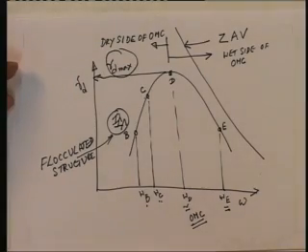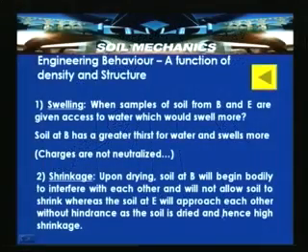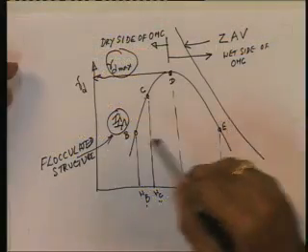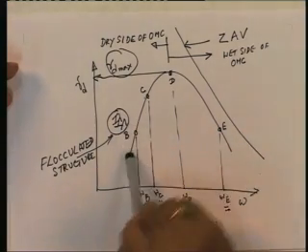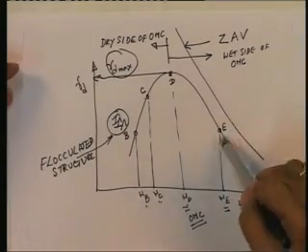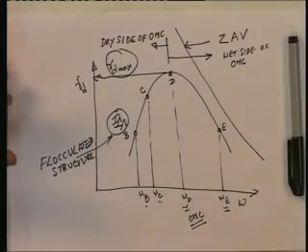Whereas the soil at E will approach each other without hindrance as the soil is dried, hence high shrinkage. So, the reason explained here is that upon drying, soil at B will begin bodily to interfere with each other and will not allow the soil to shrink, whereas the soil at E will approach each other without hindrance as the soil is dried, and hence the high shrinkage. So, the soil at this point has high shrinkage, and the soil at this point has low shrinkage. So, high swelling and low shrinkage, low swelling and high shrinkage. These are the contrasting phenomena which one should note here.